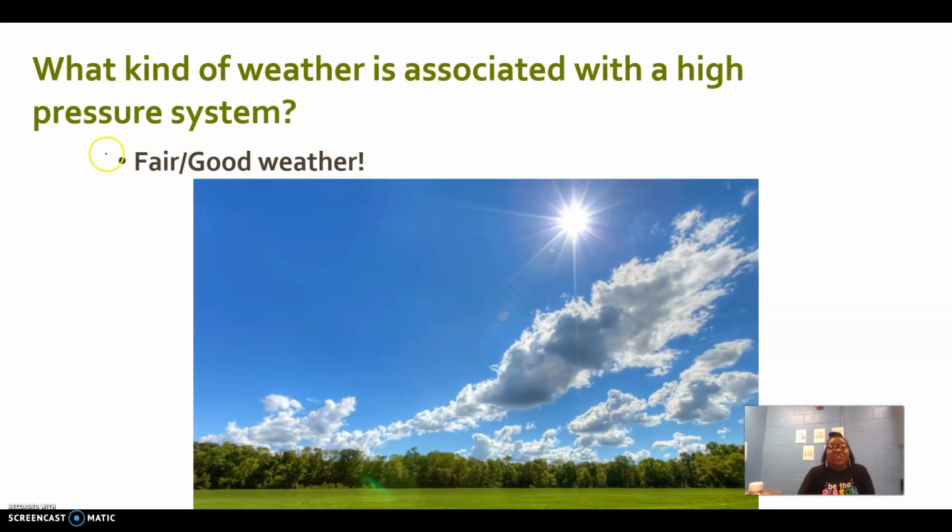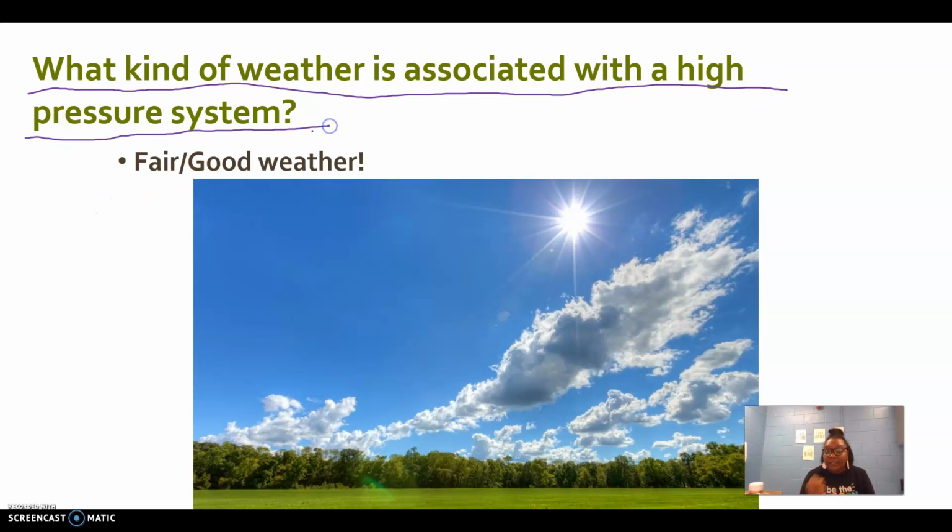So our next question that we'll need to write down today is what kind of weather is associated with a high pressure system, when that cold air is falling to the ground and pushing air particles out? Fair weather. When it's a high pressure system, the weather around us will be fair or good. That's a new word you're possibly learning today with me.